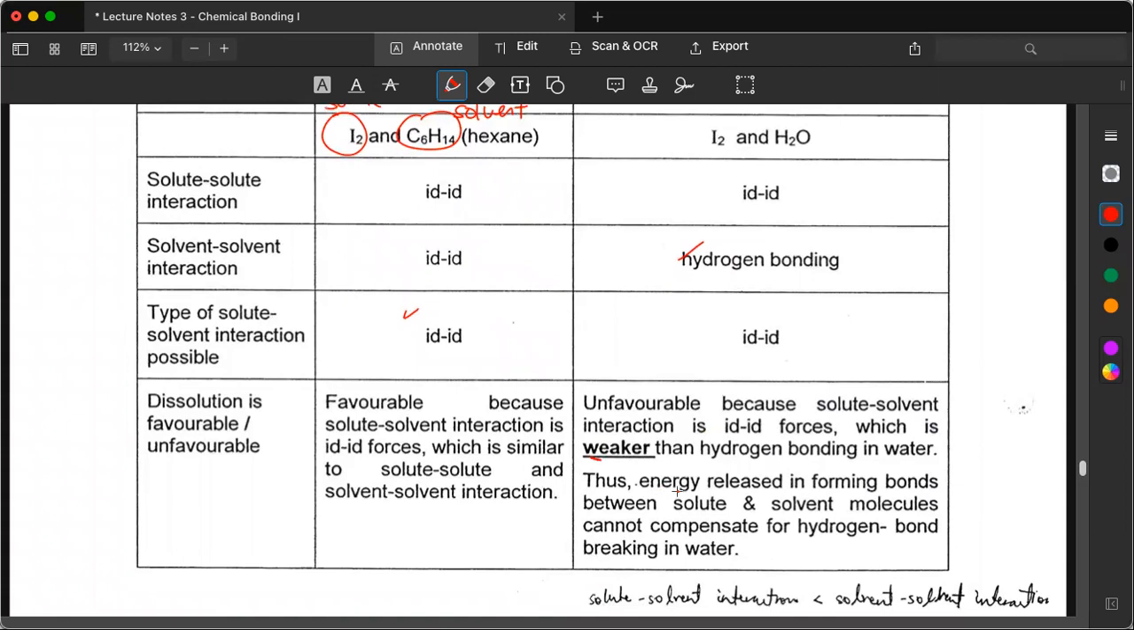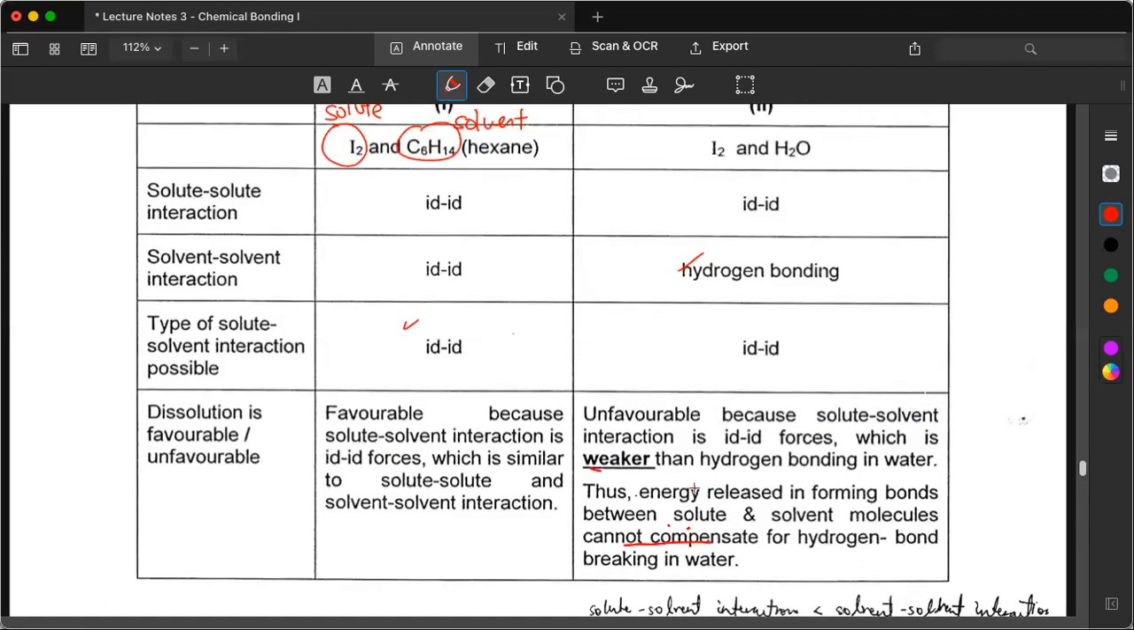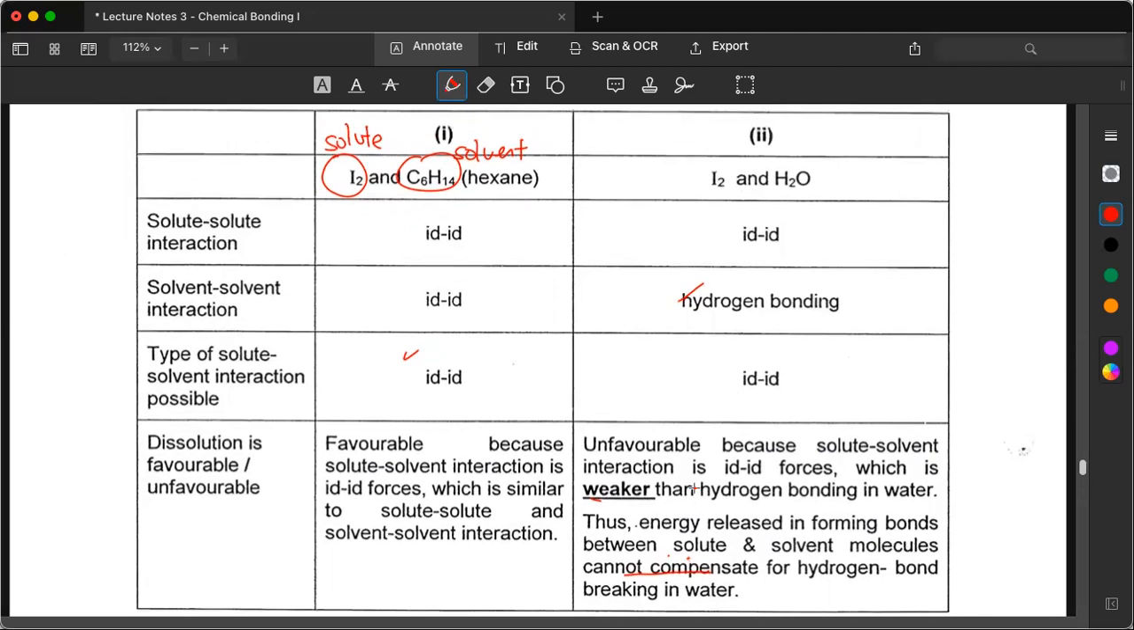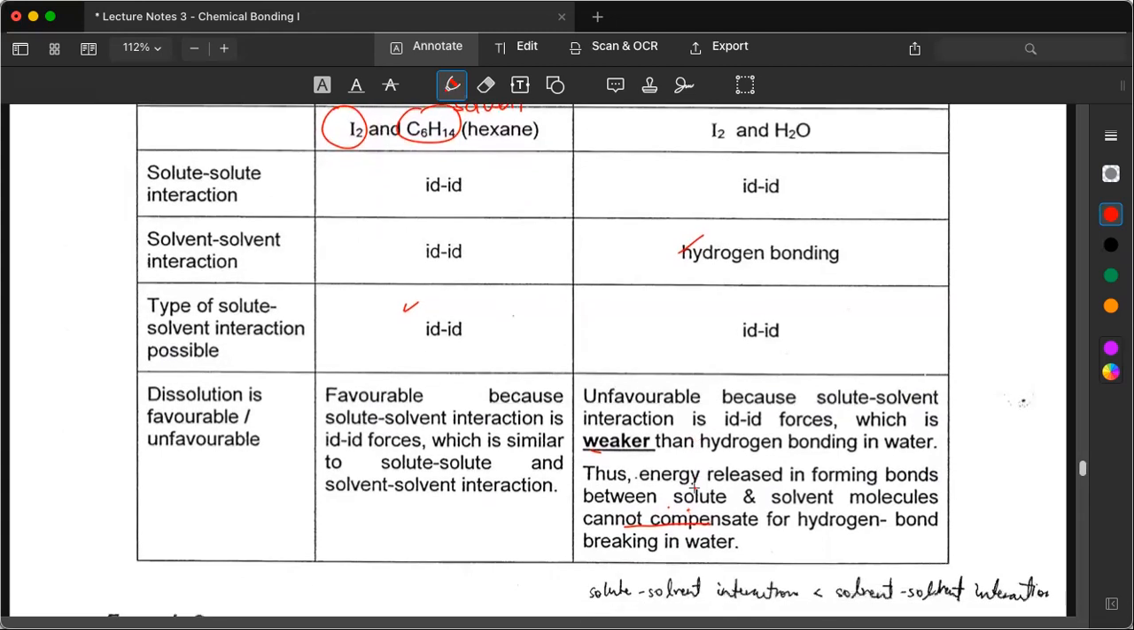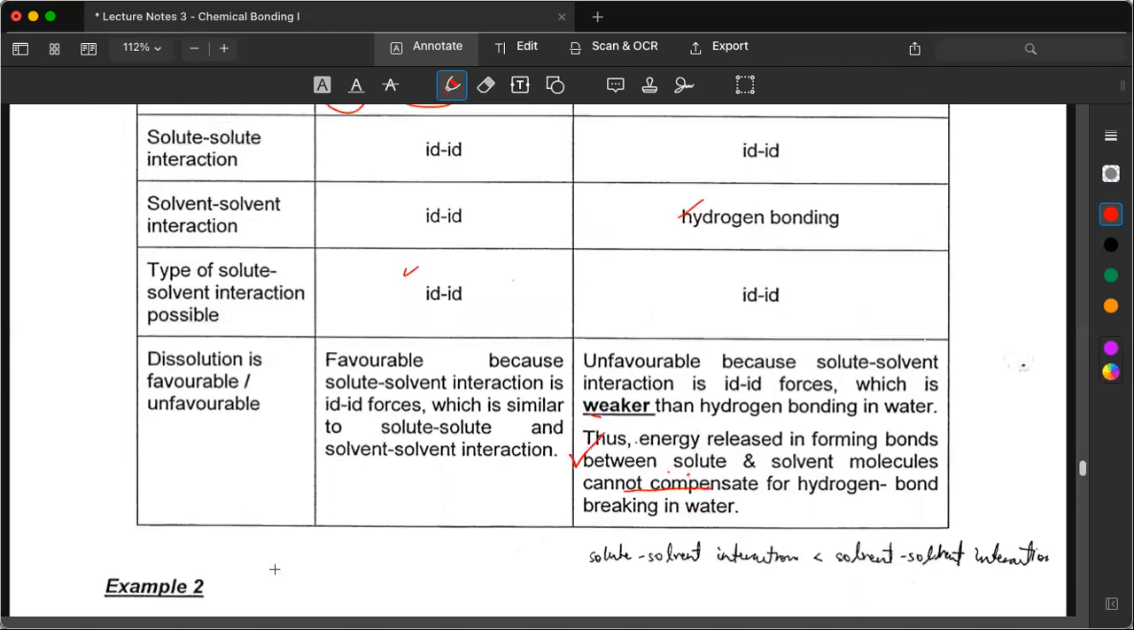So the energy released in forming bonds between the solute and solvent molecules cannot compensate for the hydrogen bond breaking in water. If you want to dissolve something, there is energy required to break the hydrogen bond in water before that substance can interact with water. If your interaction between the molecules is ID-ID, then there's not enough energy to break the hydrogen bond. So this is the important concept here.